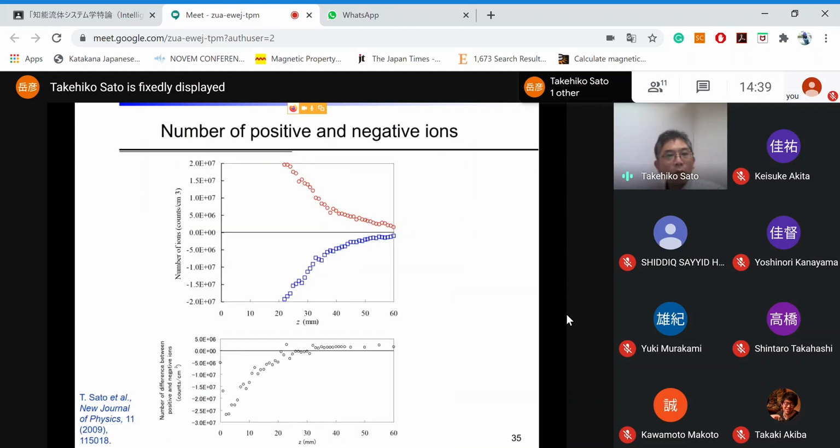So that's one of the reasons why the bacteria are killed. And we also measured the number of ions, positive and negative, and the difference between the positive and negative here. So it still remains even outside of the nozzle. So that also generates some chemical species or chemical reactions.